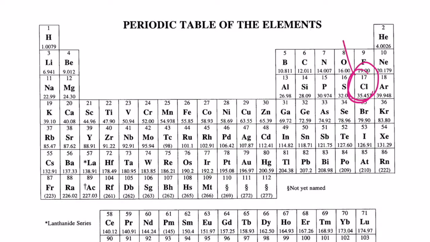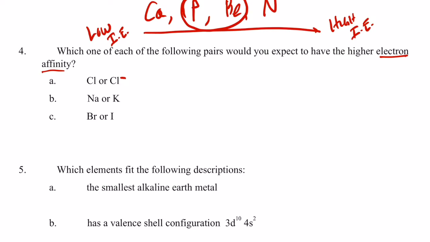So Cl has 17 protons and 17 electrons. Cl negative has 17 protons and 18 electrons. So which of those is going to have an easier time attracting electrons to itself that are non-bonding? Yeah, probably the one with the lower number of electrons, since they have the same number of protons. So I'm going to go with Cl having the higher electron affinity.